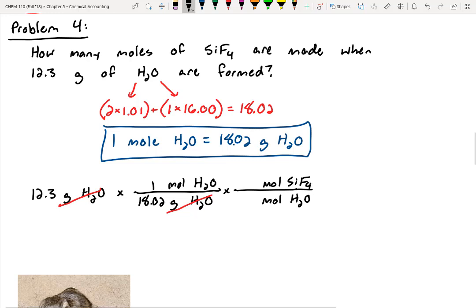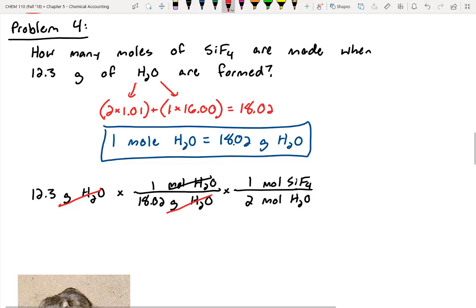And if we looked at our balanced equation, what was the coefficient that went before silicon tetrafluoride? 1. It was just 1, right? So I plugged that in. What was the coefficient that went before water? 2. All right, so now we've canceled out moles of water.